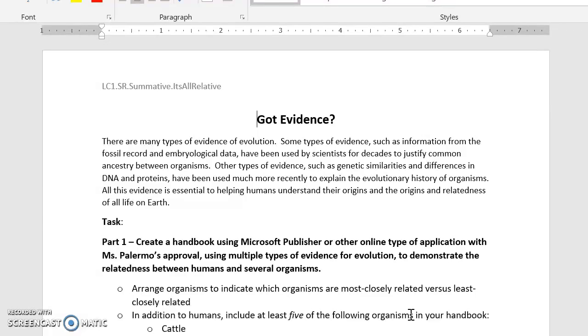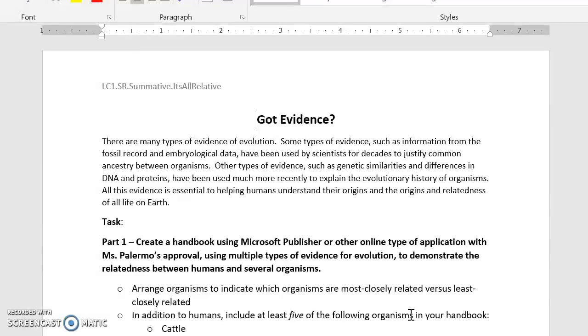You can use Microsoft Publisher or some of the other ones that I put into the resource folder on Schoology. I'll go over that a little bit later in this video. You have the option to use those. You could use something else.